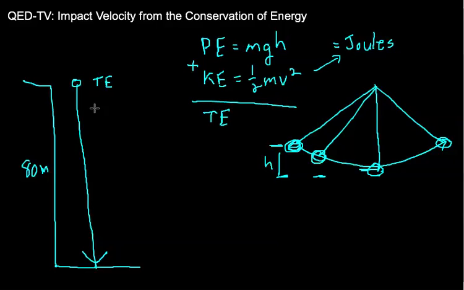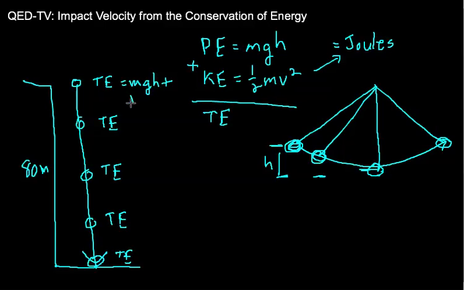And at any place down here on the fall, I can take different places in the fall, it'll still have exactly the same amount of total energy the whole way. Even right here as it's about ready to hit, it'll have the same amount of total energy. And the equation for the total energy is potential, mgh, plus 1/2 mv squared, the kinetic energy. So that would be the same all the way from the top to the bottom.